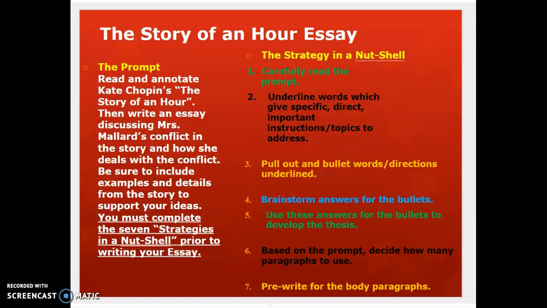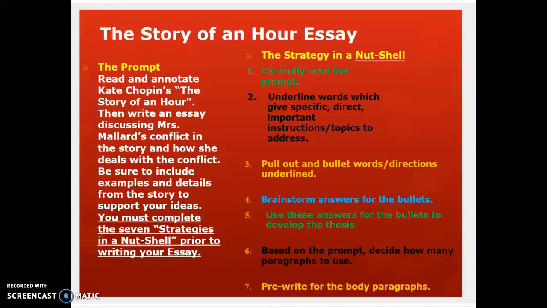Sometimes on the AP exam and in the test that you'll take in this class, there will be multiple parts to a writing prompt. So it's very good practice for you to actually write on the prompt and break it down to make sure you know the specific things you need to accomplish in writing your essay. Thirdly, you want to pull out and bullet the words and directions that you underlined.